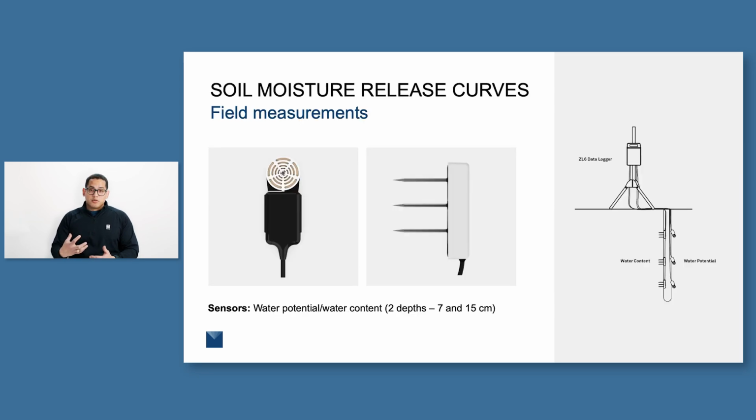So another approach that we can use to make soil moisture release curves is by combining field measurements. Here we're going to show you an example of combining a water potential sensor like you see on the left, where we're using the Terrace 21, along with a water content sensor like the Terrace 12 in a profile, and we co-locate those sensors at the same depth to measure the water content and water potential over a season at the same time.